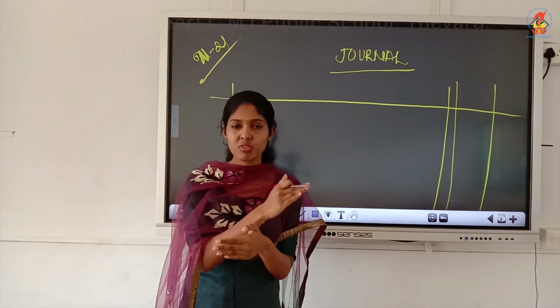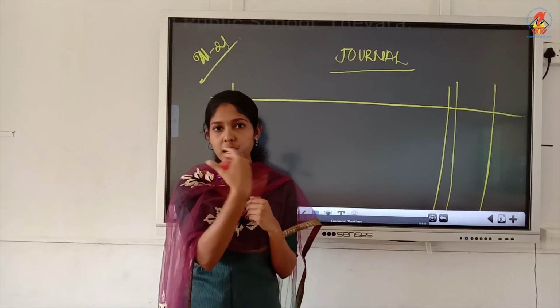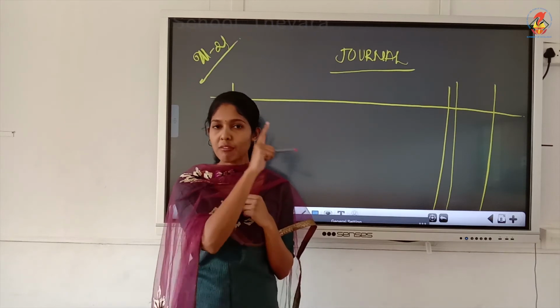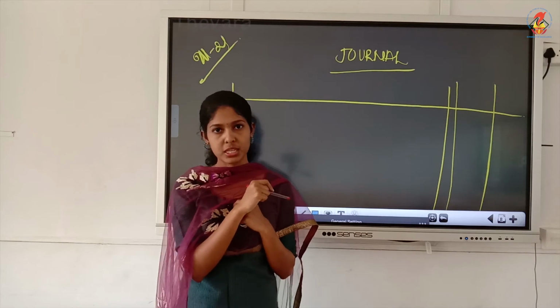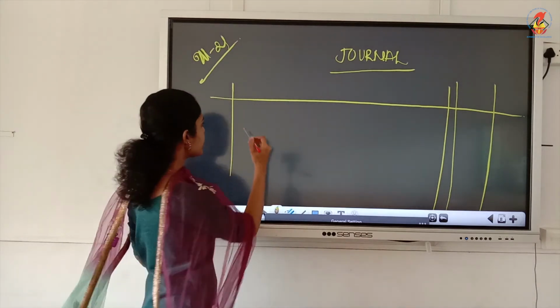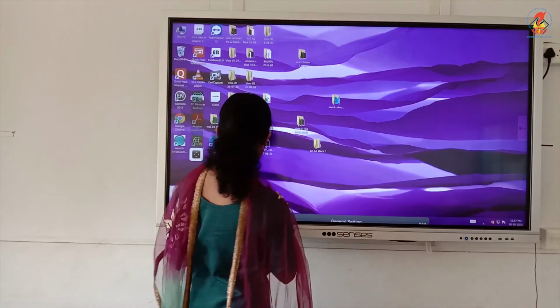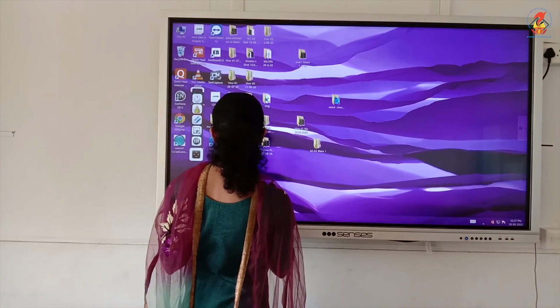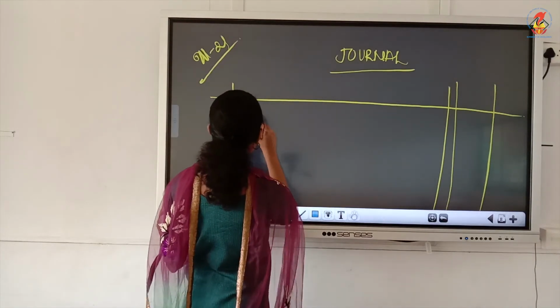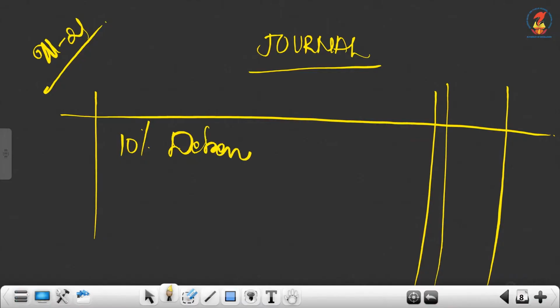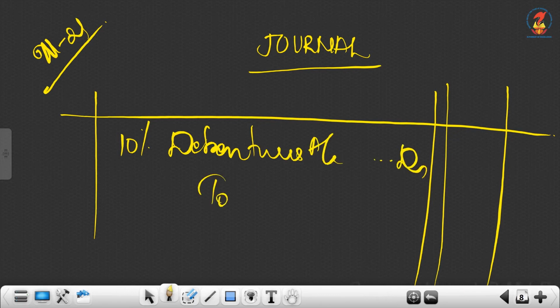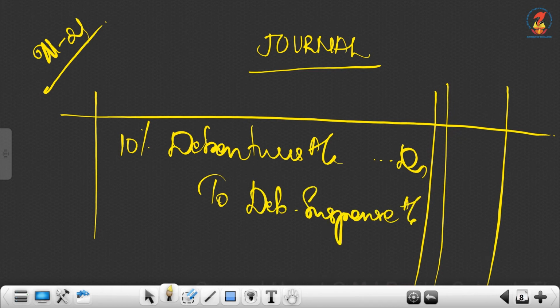Now we have to write the reverse, because we are unable to repay the loan amount. You credited percentage debentures earlier. Now we'll have to debit it. We'll have to write the reverse entry. What's the percentage here? It is 10%. 10% debentures account debtor to debenture suspense account.